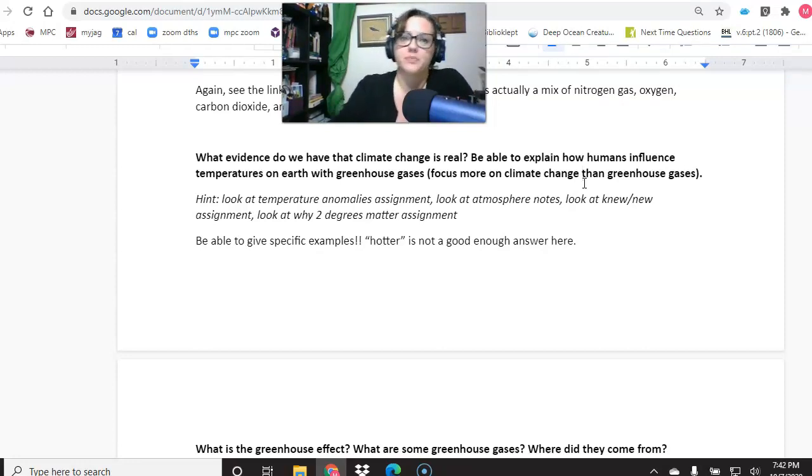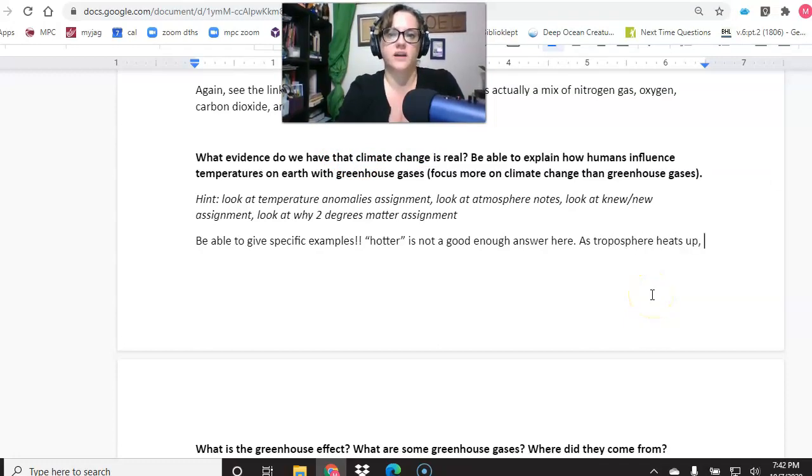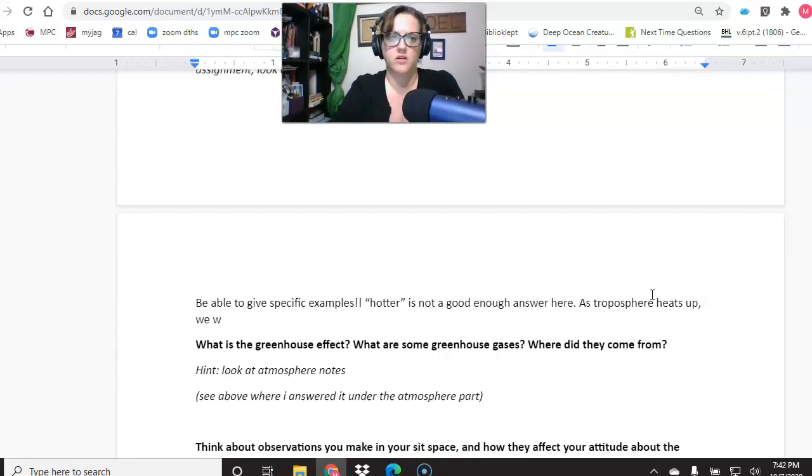And we care about it because as the troposphere heats up, we see more examples. So I'm going to write that down. As the troposphere heats up, we see more examples of extreme weather. And this is where you need to give specific examples. Extreme weather events. So we talked about there's more hurricanes.